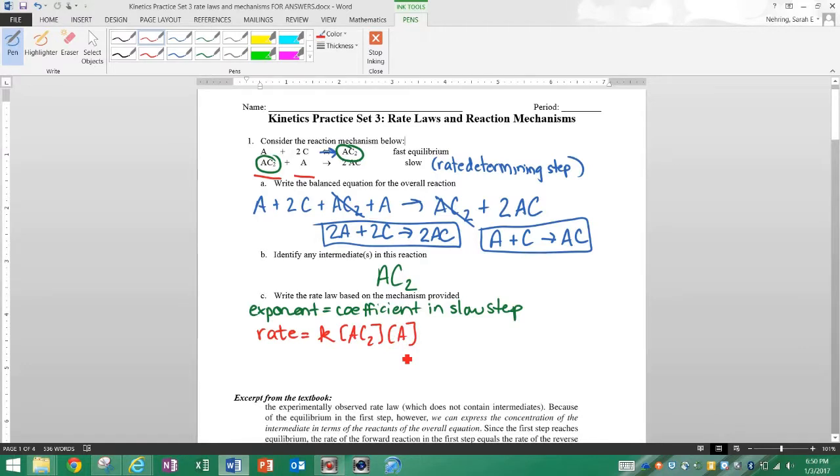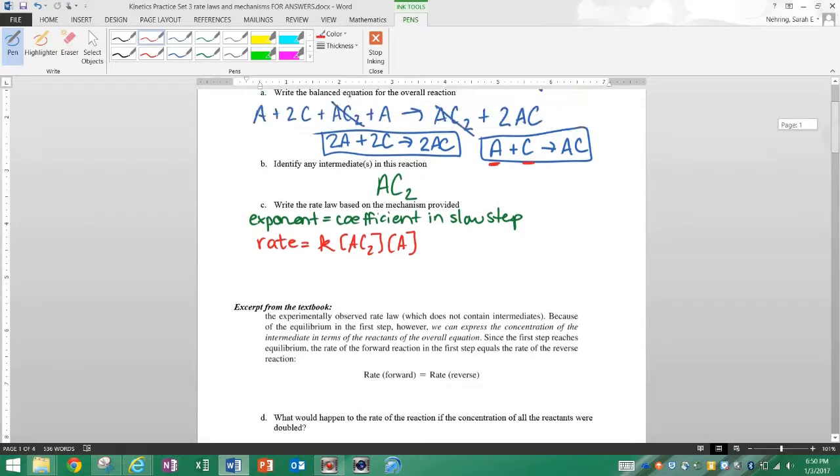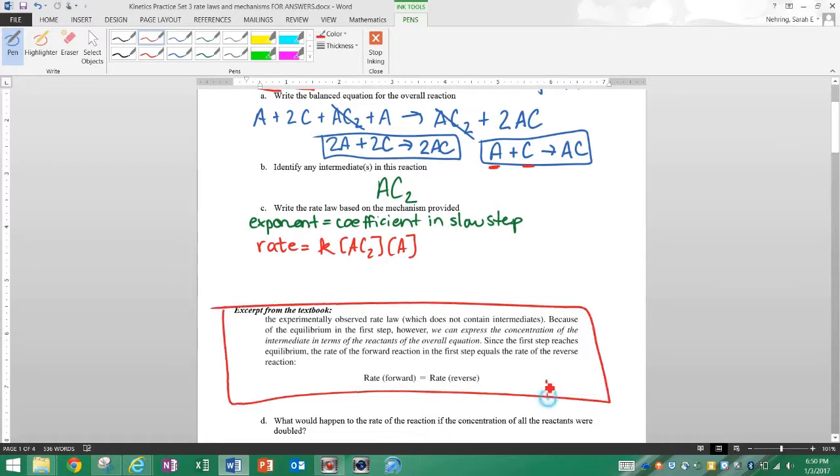and that's my rate law. But I might say, wait, we just said AC2 is an intermediate, and the rate law needs to be written in terms of the reactants, which are A and C. So if you have an intermediate in your slow step, this is what you want to do. And this is an excerpt from the textbook down here. This is, I think, page 626 if you want to look it up.